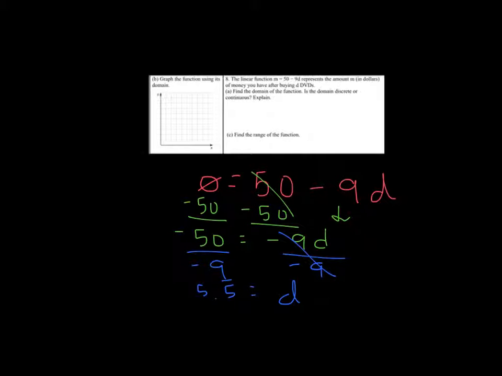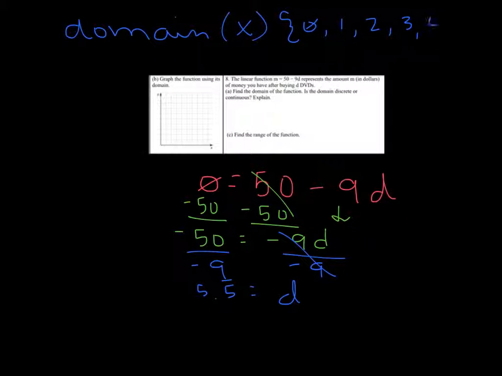Okay, so let's talk about that for a minute. D was supposed to represent the number of DVDs that we purchased. So you can't purchase 5.5 repeating DVDs. So for this particular situation, since we're supposed to be finding the domain, and don't forget your domain is your set of all the x values that would make sense, our domain in this case, we know that we could buy 0 DVDs, we could buy 1 DVD, 2 DVDs, 3 DVDs, 4 DVDs, or 5 DVDs.